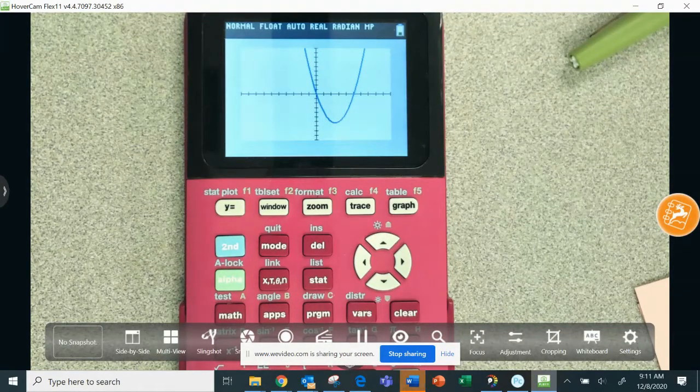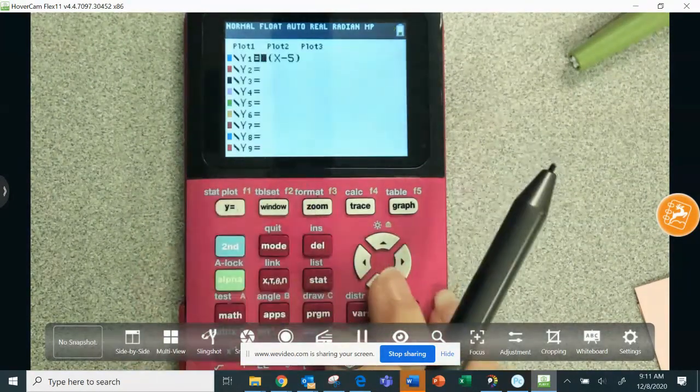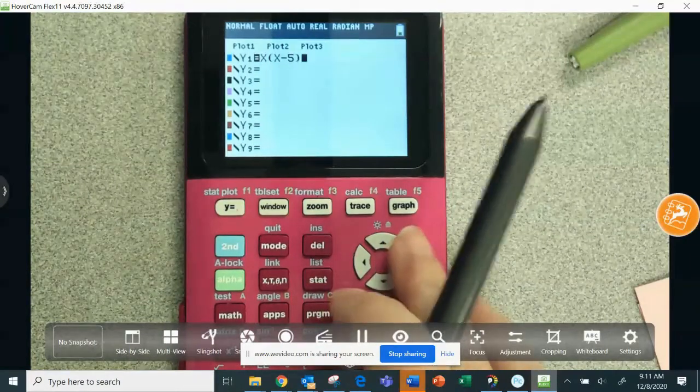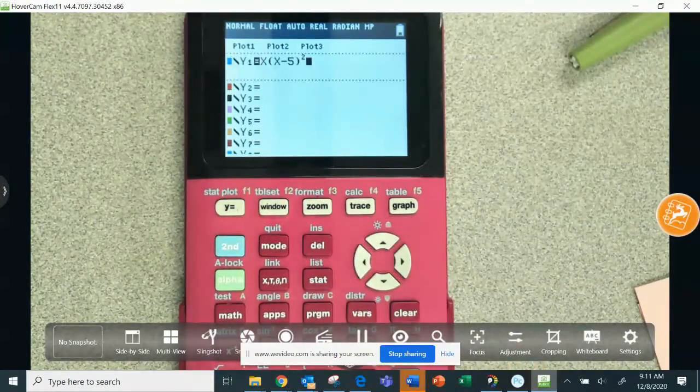Now what we're going to do is change that. We're going to change it so it is just x, but then x plus 5 is squared. So we've only changed the x plus 5.